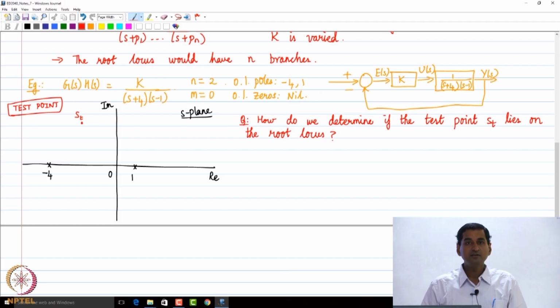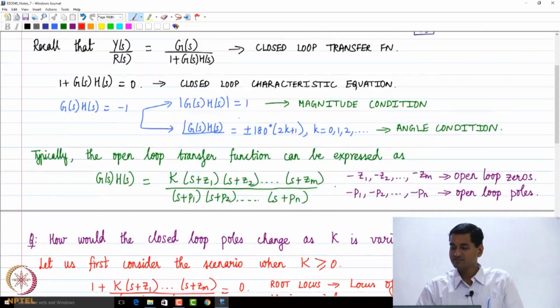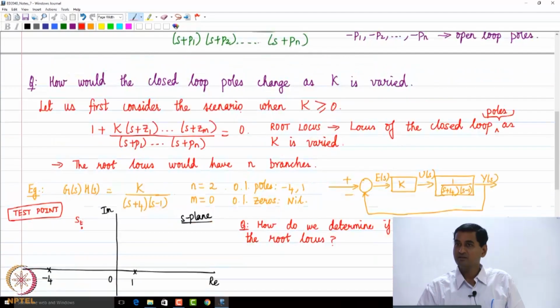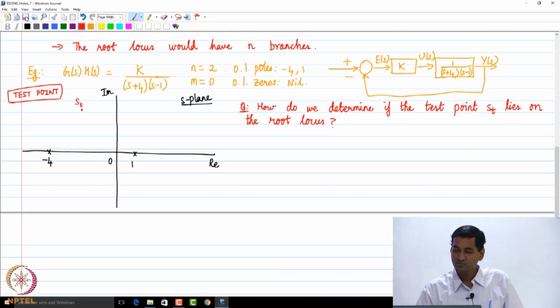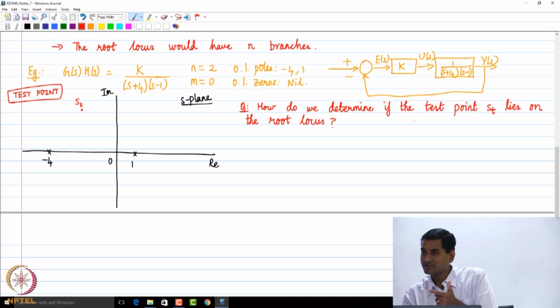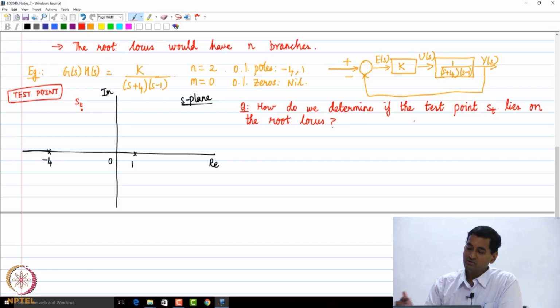If the test point lies on the root locus, it should satisfy 2 conditions. If any value of s has to be a closed loop pole, it has to satisfy the magnitude condition and the angle condition. Please note that once again we are checking the open loop transfer function. That's one important feature of this method: although we are interested in the closed loop poles, we are evaluating the open loop transfer function. We will shortly realize that in this exercise the angle condition is the one which is going to be pretty helpful to us.